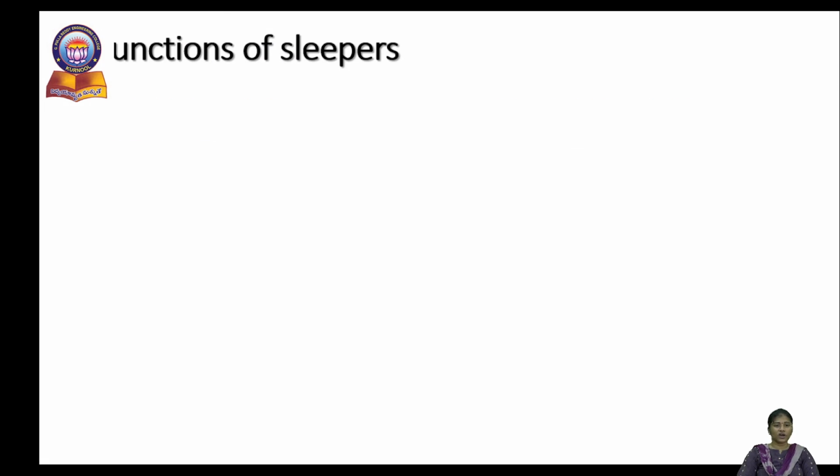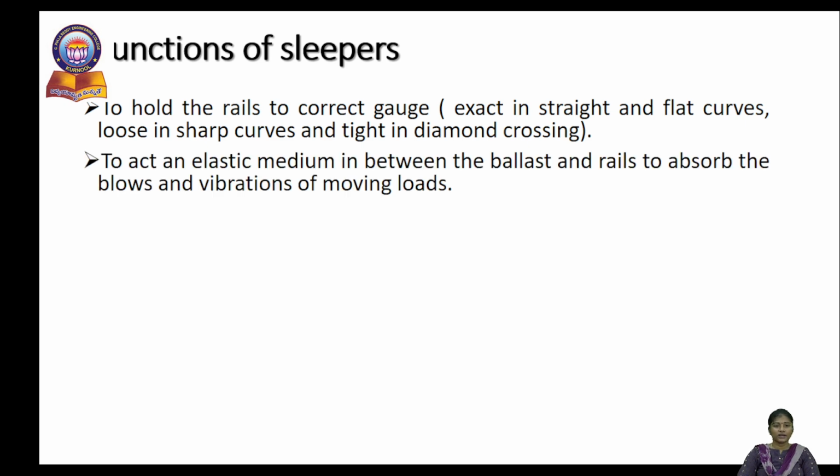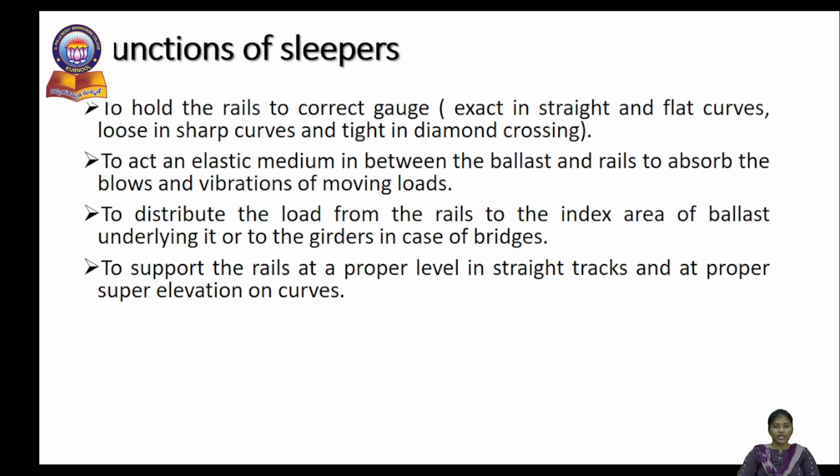So next is functions of sleepers. So the main function of the sleeper is to hold both the rails together in the position in order to maintain the correct gauge throughout the track. To act as an elastic medium in between ballast and rails to absorb the blows and vibrations of the fast moving loads. To distribute the load from rails to the index area of the ballast underlying it or to the girders in case of the bridges. To support the rails at a proper level in straight track and at proper super elevation on the curves.